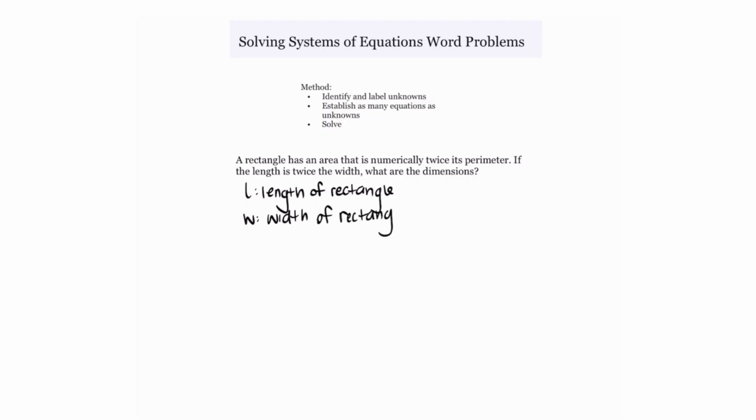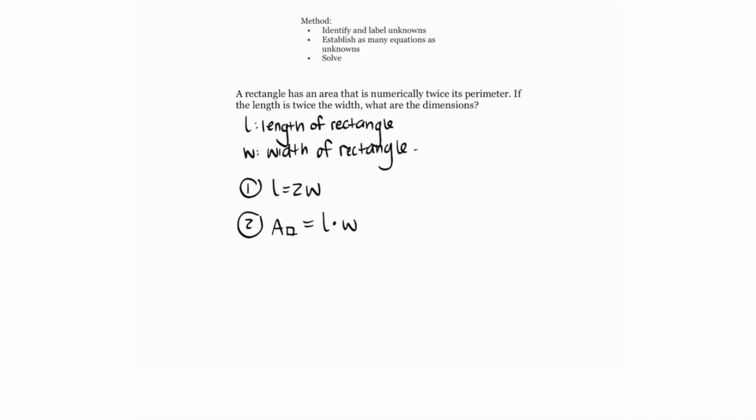So now we establish our equations. We need two equations because we have two unknowns. The length is twice the width, meaning we get L is equal to 2W. Second, we're talking about area and perimeter, so let's remind ourselves of the formulas. The area of a rectangle is length times width, and the perimeter of a rectangle is 2 times length plus 2 times width. And we're told that the area is numerically twice its perimeter, so the area of the rectangle is 2 times the perimeter of the rectangle. And given that we have the formulas for both, we plug them in.